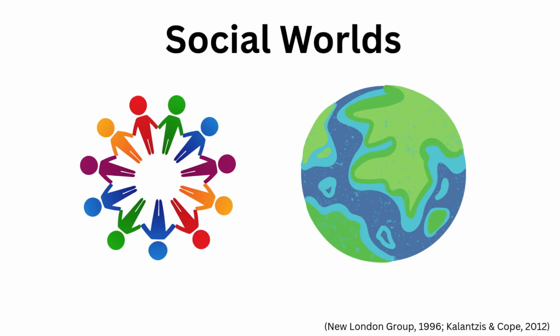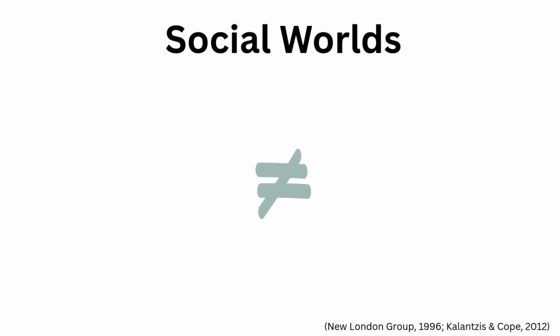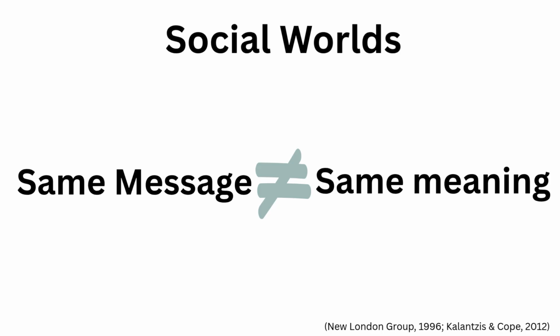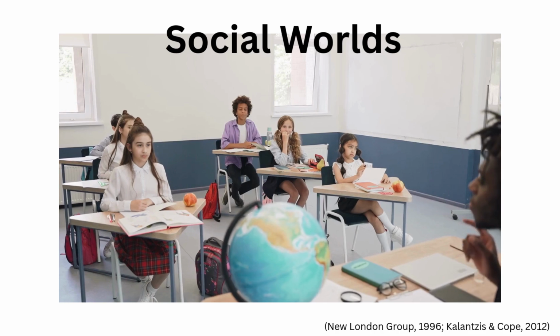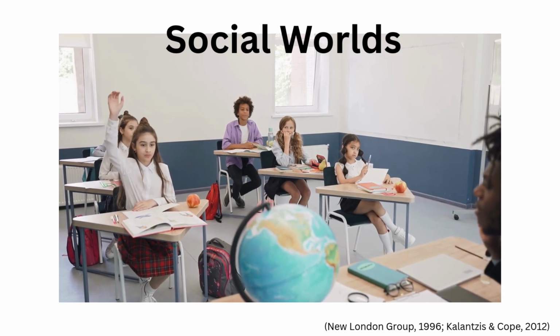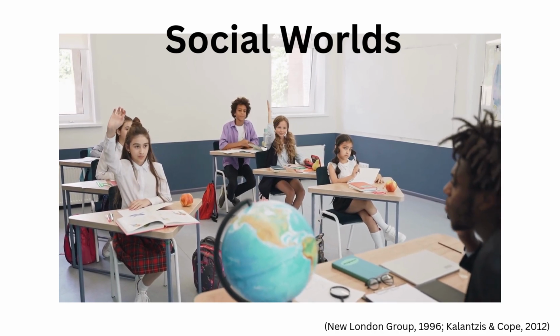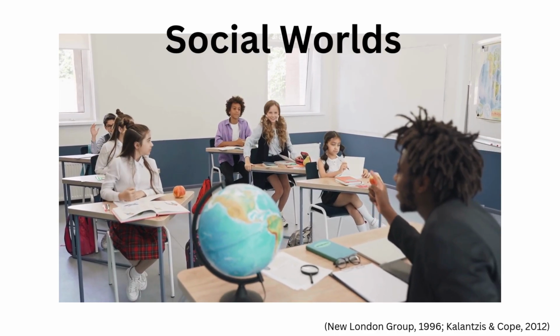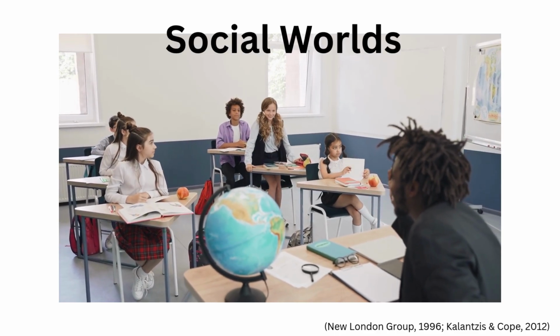Multiliteracies also recognizes that meaning is shaped by social worlds. Social worlds refers to the context of cultural, social, and contextual environments, meaning that the same message does not necessarily mean the same thing for each person. These social worlds influence how students interpret and create meaning. For example, a group of students watching a video may understand or interpret meaning differently based on their individual experiences, beliefs, or cultural background.